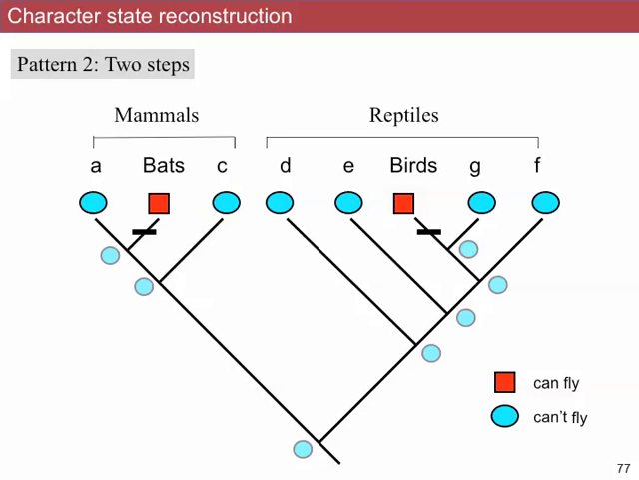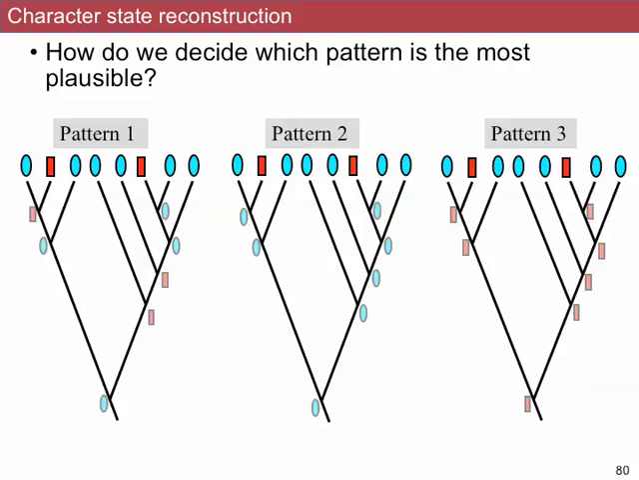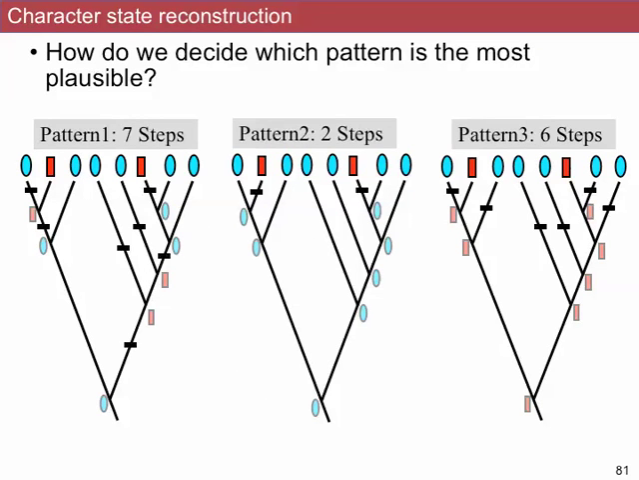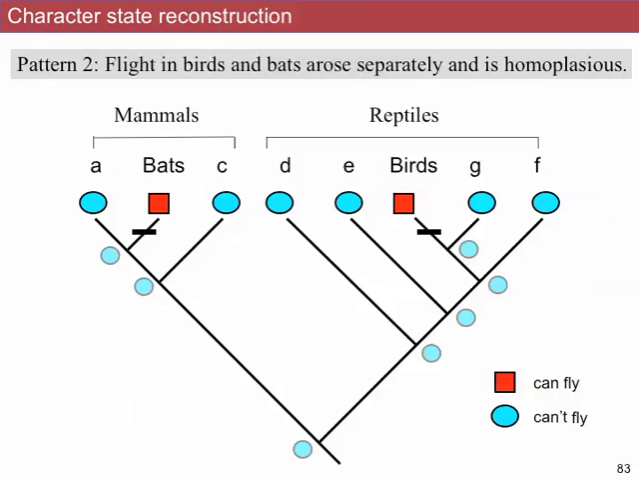So for this pattern, that requires two character state changes. And for this pattern, that requires six character state changes. So how do we decide among these three options? We pick the one that required the fewest character state changes. And we'll talk about this again on Wednesday and then talk about how we use this to infer what the structure of the tree is too.